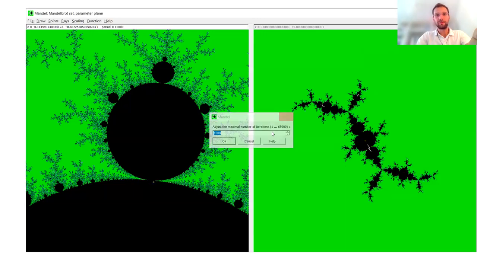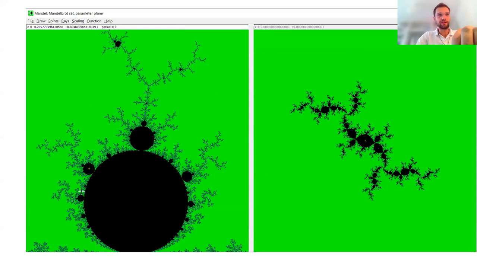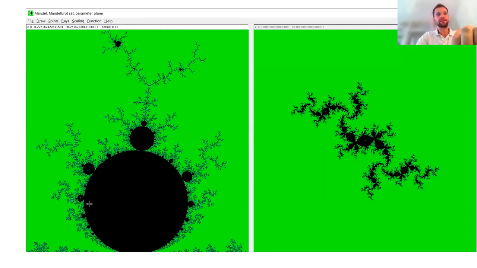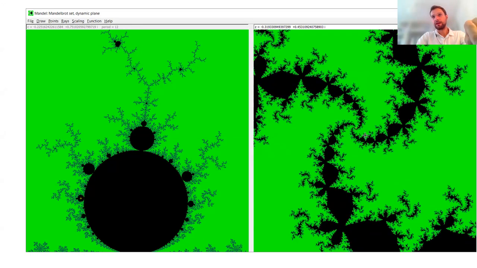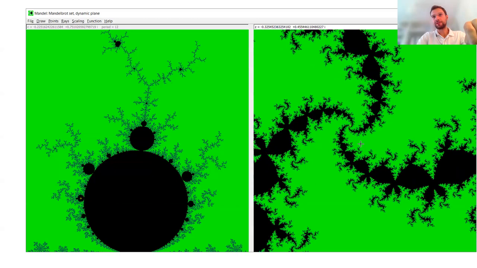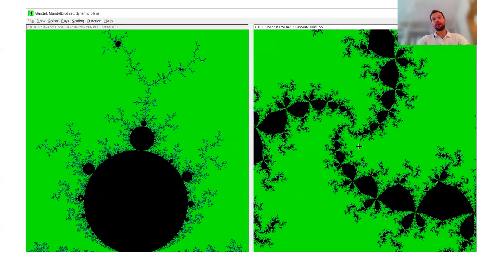Let me make it more convincing. Ah, yeah, that's more convincing. Oh, this is even more convincing. So this is a picture around the fixed point, and I'm just zooming to the fixed point. And I guess it's clear that we can see a spiral. And this is exactly the spiral that we discussed in the very, very beginning.